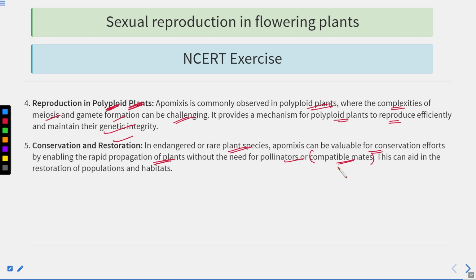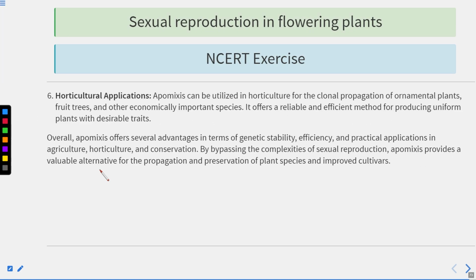All the pollens cannot germinate. The pollen should be compatible, then only it will germinate. And sometimes the pollinating agents are not present. Clear? So in this case, the plant species can be lost. It can become extinct. So we can use this apomixis method for the conservation of these species. This can aid in the restoration of the population and habitats also.